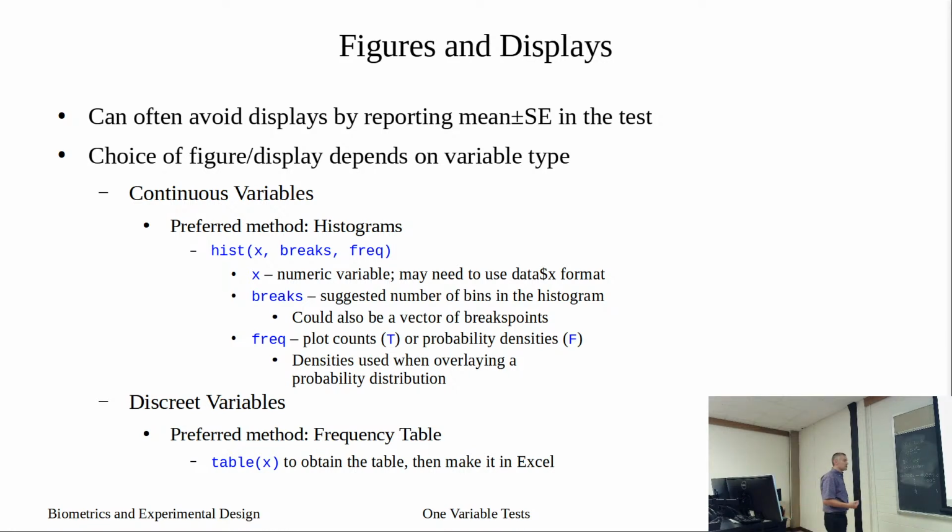So if we choose a table, how do we make it? Easy function: table. Just table, and then we give it our vector that we want a table of, and it will tabulate our counts for us.